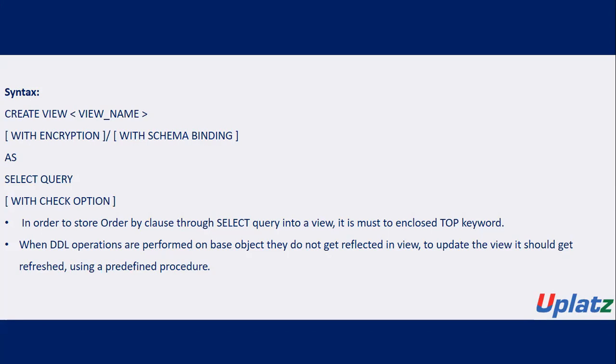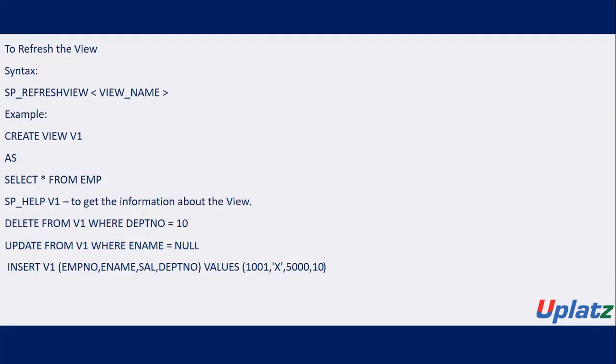So once we start understanding the examples related with the simple view, we will understand the syntax also associated with the simple view. To refresh the view, what is the syntax? As we have discussed, whatever DDL changes, that is data definition language operations, that we make on the base table, the original table, will not be reflected on the views associated with the table unless and until we refresh the view.